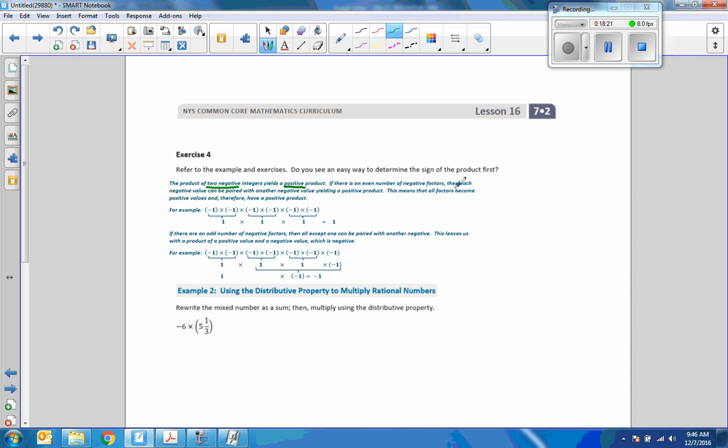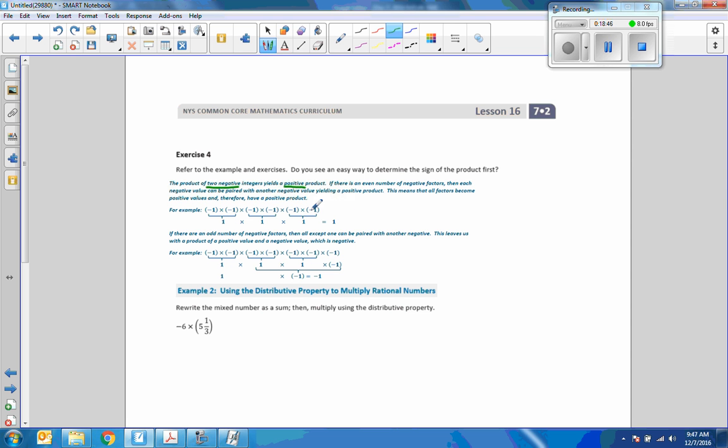If there's an even number of negative factors, each negative value can be paired with another negative value to get a positive product. This means that all factors become positive and therefore have a positive product. For example, negative 1 times negative 1 is a positive 1. And if we have 2 more negatives, they become positive. And a negative times a negative is positive. So now we have a positive times a positive times a positive, which is positive.